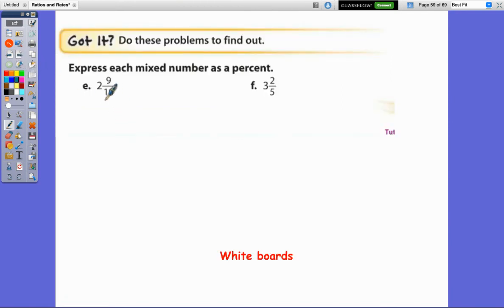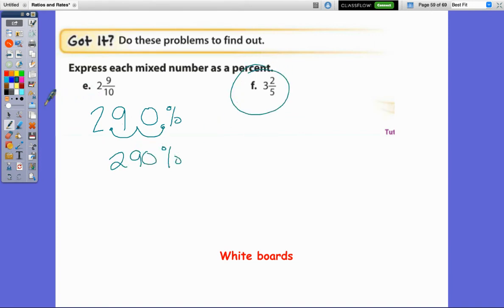Okay, how about this one? How do I write this one? 2 9/10. There we go. Going to move it to a percent. To the right, to the right. Everybody moves your decimals to the right. 290%. Your turn. Try this one.